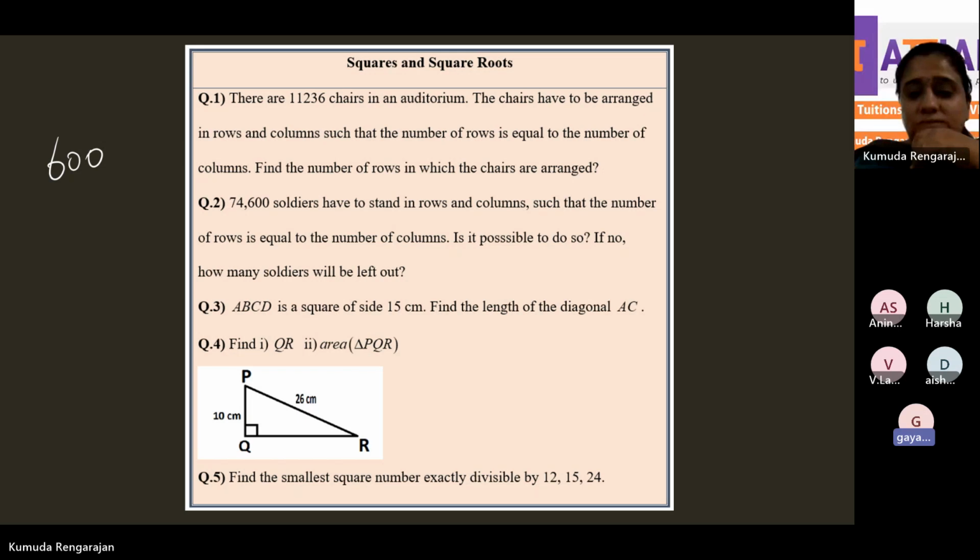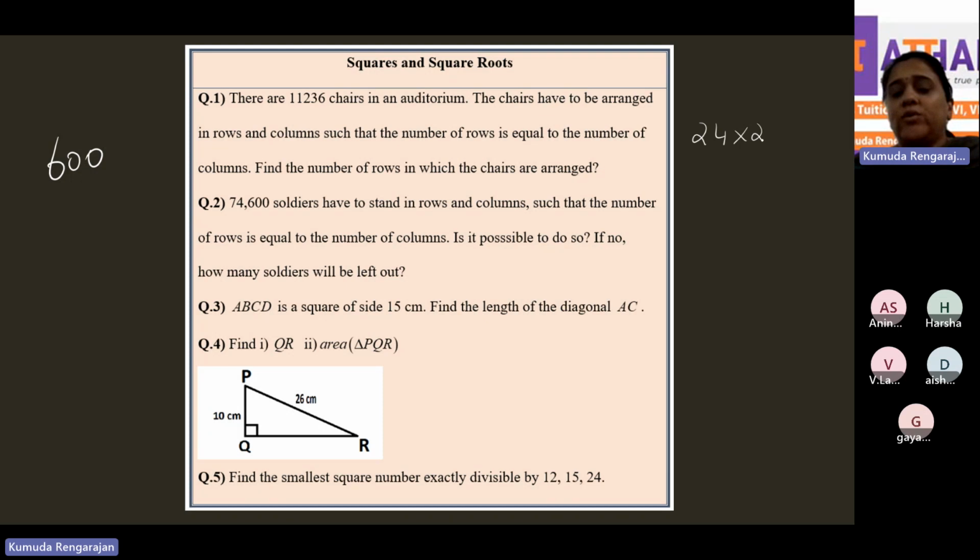Ma'am, I got the answer, ma'am. Yes, Gayatri? Ma'am, it's 24 into 24, ma'am, which is 576. Very good. Yes, 24 and 24. 24 into 24 is 576. 25 into 25 is 625. But there are only 600.